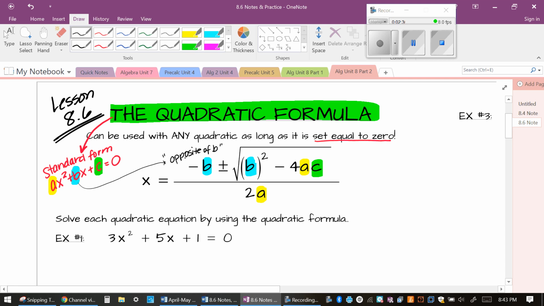X equals the opposite of b plus or minus the square root of b squared minus 4ac, all divided by 2a.